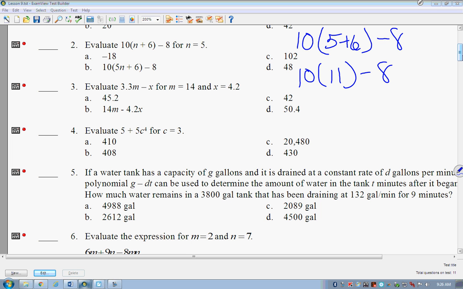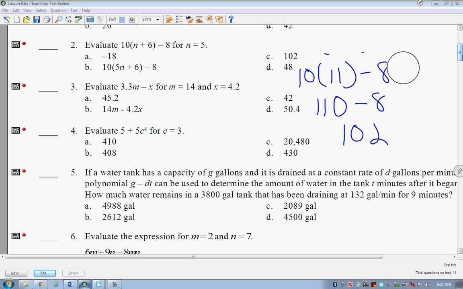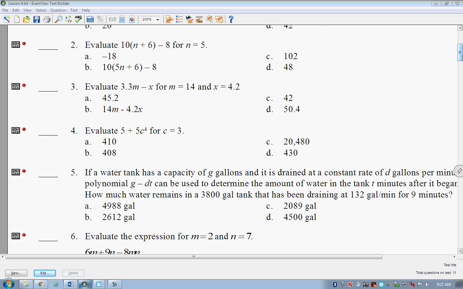10 times 11. Do our multiplication first. What's 10 times 11? Very good. 110. Then we do 110 minus 8, which is what, Anthony? 102. Is 102 an option? Yes, it is. Let's see what it looks like if we solve it algebraically. Will we still get 102?